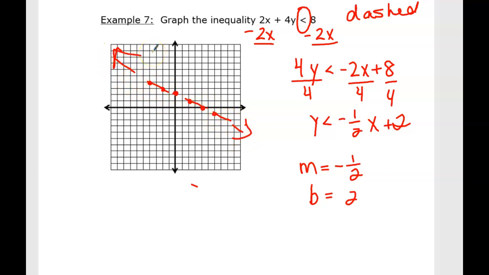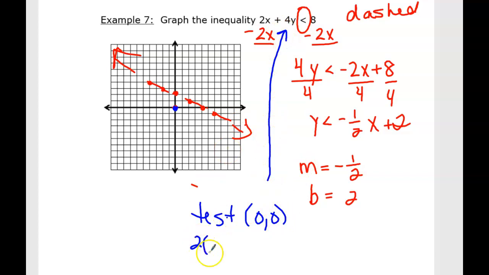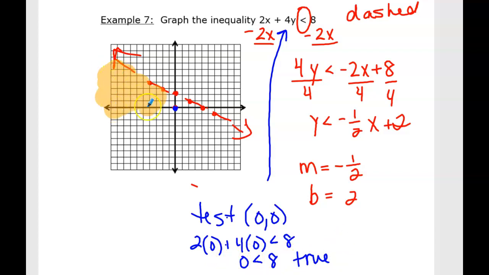I'm going to use the test point of 0, 0 right here, and put that in. I can go back to the original inequality. So 2 times 0 plus 4 times 0: is that less than 8? We end up with 0 is less than 8, and that's true. So when we shade that side of the line, it's going to be where the 0, 0 is. There's our shading.